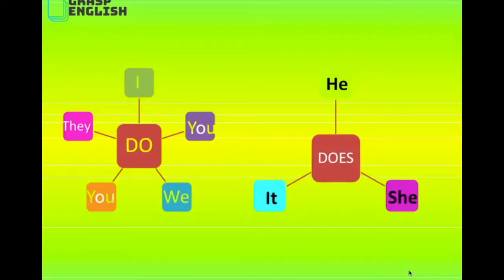First we are going to learn that do is used with I, they, you, we, okay, and does is used with he, she, it. It means that do is used with plural and does is used with singular. And with I also we are going to use do, though it is not the plural. Okay, I is not the plural.